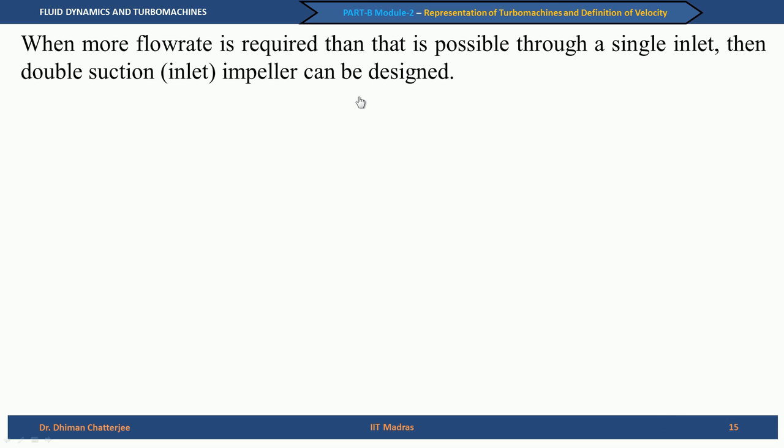When more flow rate is required, what should we do? We cannot use staging, because in case of staging, as you have noted, the same fluid goes from one impeller to another impeller, from one stage to another stage. There is no possibility of increase of flow rate. The way of increasing flow rate, if we require more than what can come through a single inlet, is to have a double inlet. These are called double suction impellers.